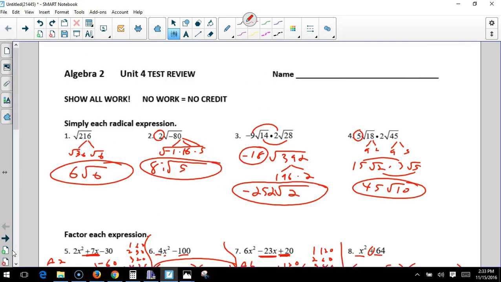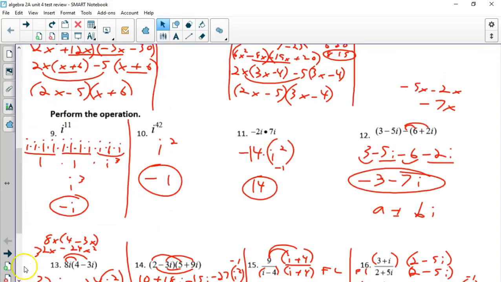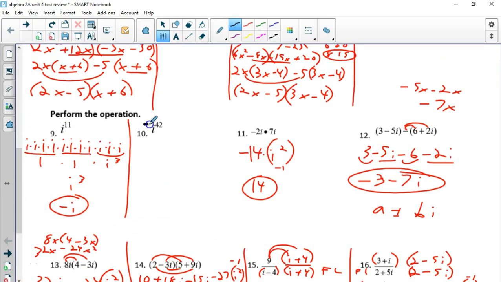Back to our problems. Okay, another change to this one, your study guide had a 7 here. So therefore, we're going to divide 42 by 4. That's going to be 10. 10 times 4 is 40. So we're going to throw these 40 i's away because they're all 1. That's going to leave 2. So that's i squared with a 7 in front. Since i squared is negative 1, that means negative 1 times 7, so that's negative 7 for our final answer.